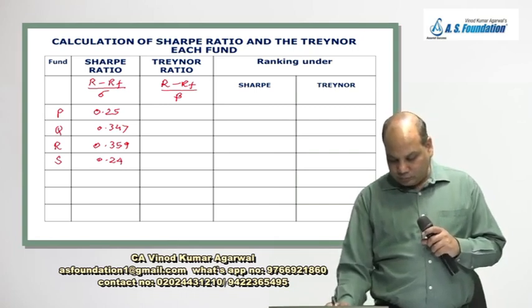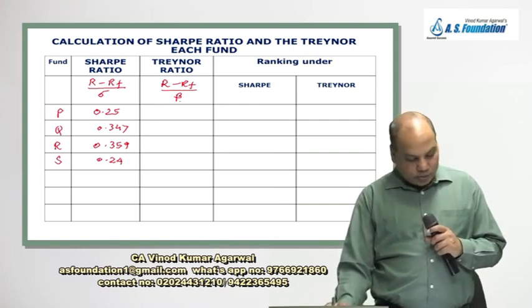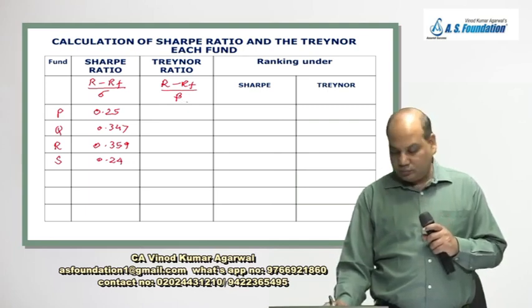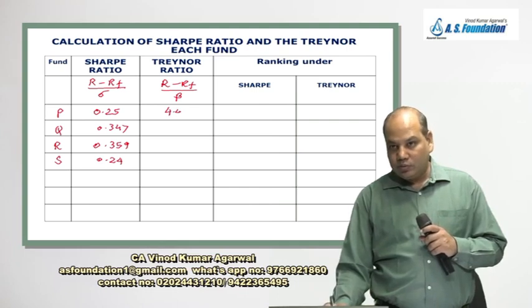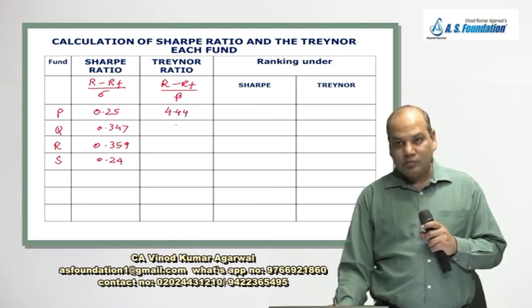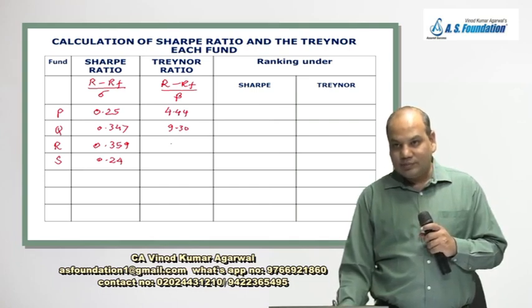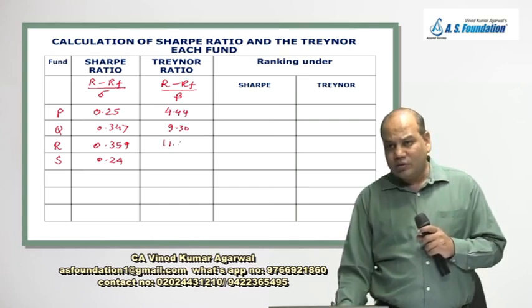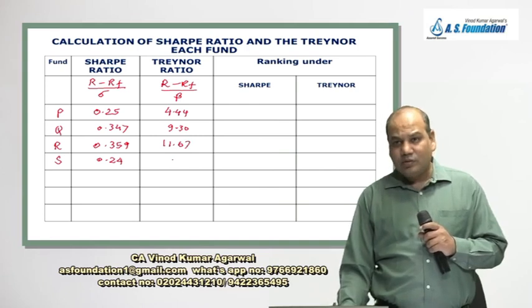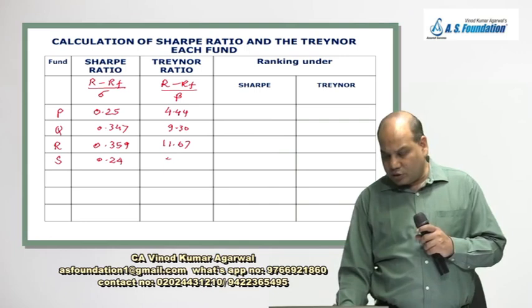Next, Treynor ratio: R minus RF upon beta. 13 minus 9 upon 0.90. 4.44. Next. 9.30. Very good. 11.67. Then 4.35.